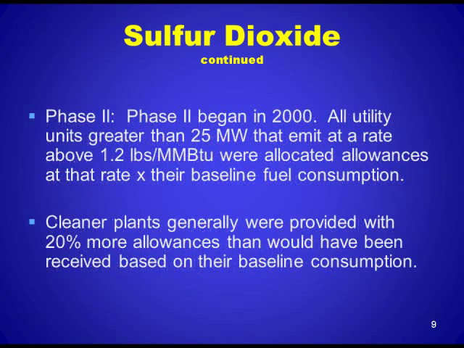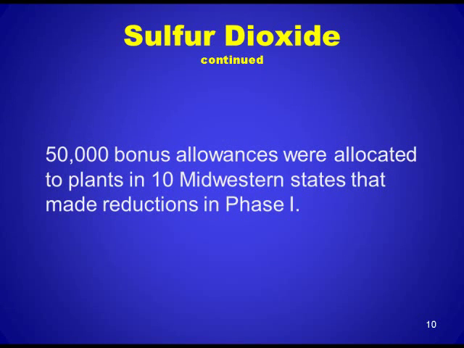In Phase 2, which began in 2000, all utility units greater than 25 megawatts that emit at a rate above 1.2 pounds per million BTU were allocated allowances at that rate times their baseline fuel consumption. Cleaner plants generally were provided with 20% more allowances than would have been received based on their baseline fuel consumption. 50,000 bonus allowances were allocated to plants in 10 Midwestern states that made reductions in Phase 1.